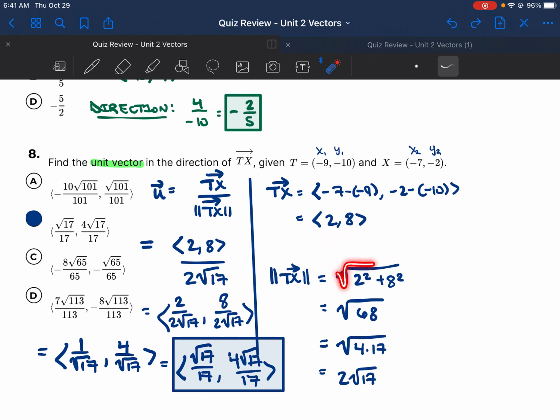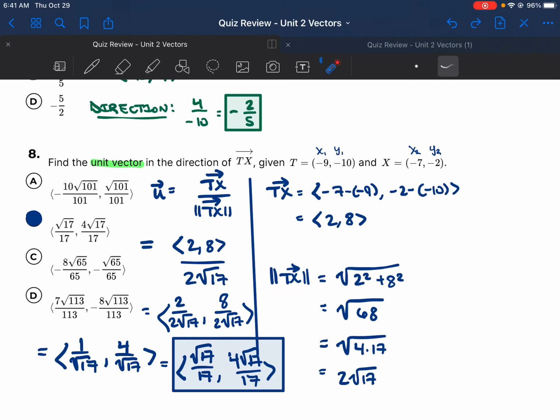So we get the square root of 2 squared plus 8 squared. That gives you the square root of 68. And we know 68 is 4 times 17. 4 is a perfect square, so this simplifies to 2 square root of 17. Now that we have vector TX and its magnitude, to find the unit vector in the direction of TX, we take that vector TX, which was (2, 8), and divide it by its own magnitude, which was 2 square root of 17. So we get 2 divided by 2 square root of 17, 8 divided by 2 square root of 17.